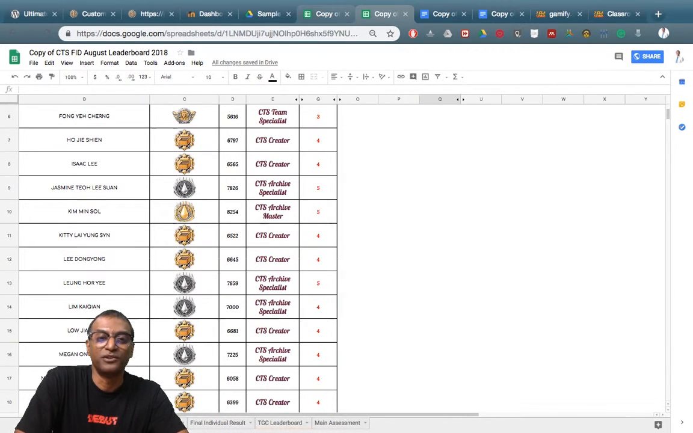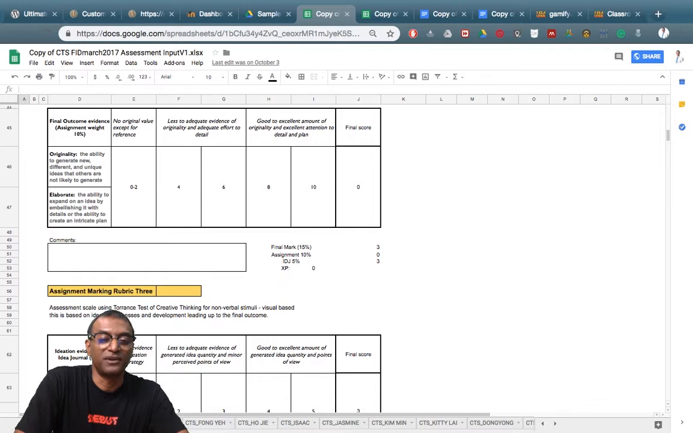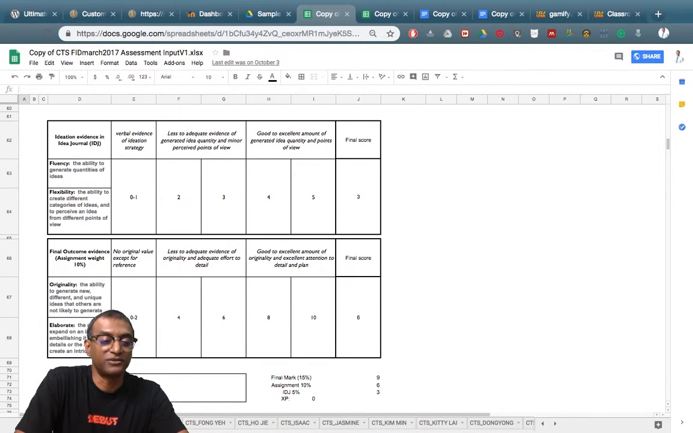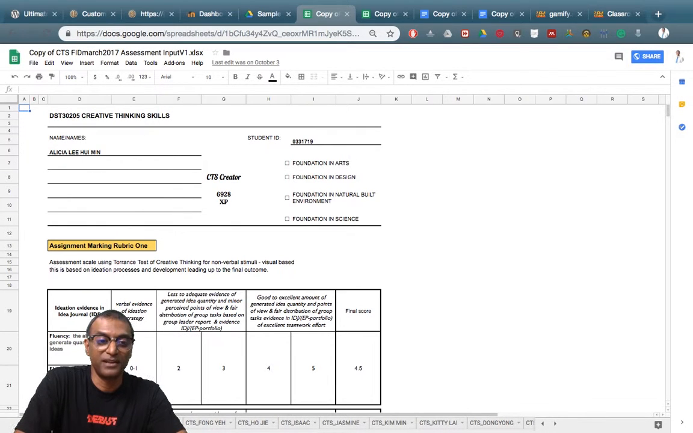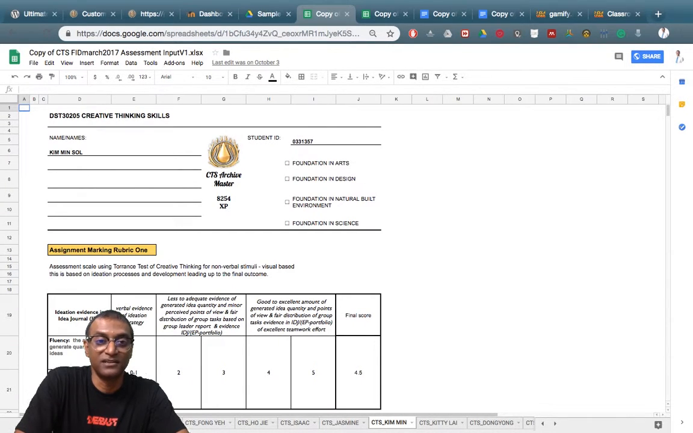Going back to your rubric again, I think that most of you have done pretty well. I'm looking at everybody's rubric. Alex, this is your rubric. Alicia, this is your rubric. And whoa, Alicia, you're a CTS creator. Alex is a CTS explorer. You can see your badges are appearing on your rubric, not just the leaderboard, and each badge represents the amount of XP that has been accumulated. So far, Kim has a very high amount of XP, but that will also be reflected on the main dashboard and the leaderboard.